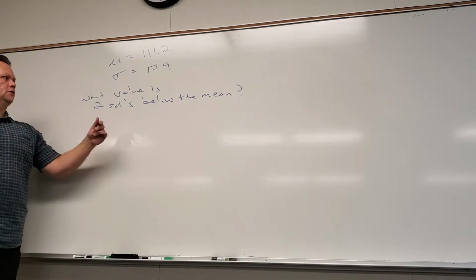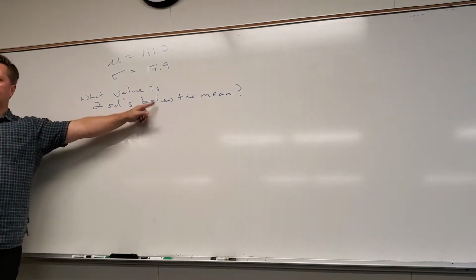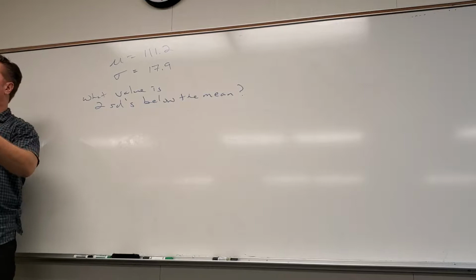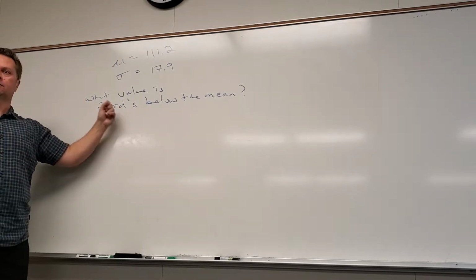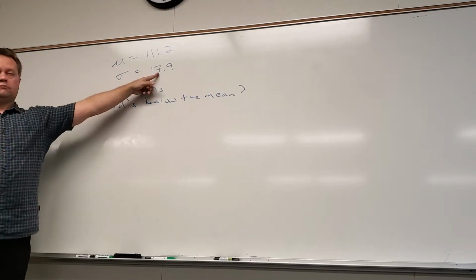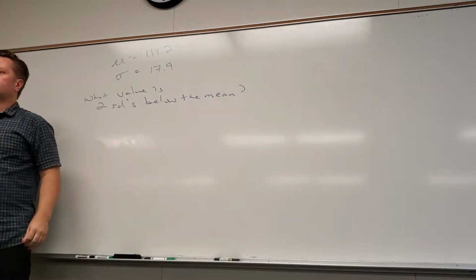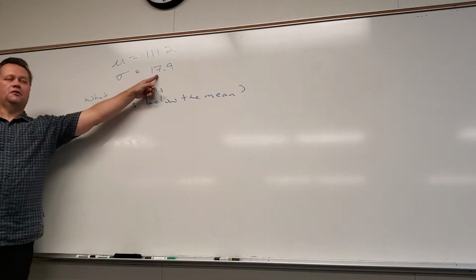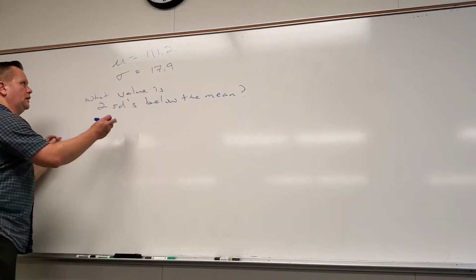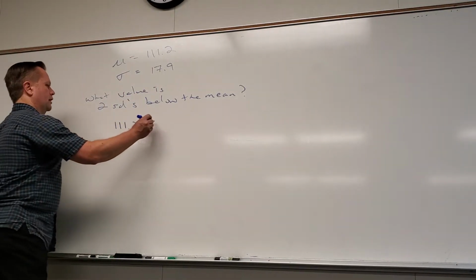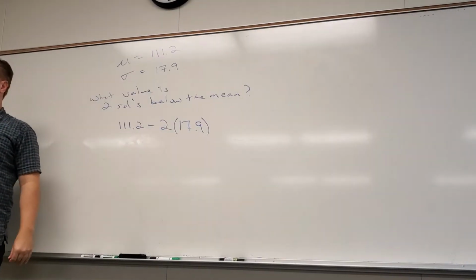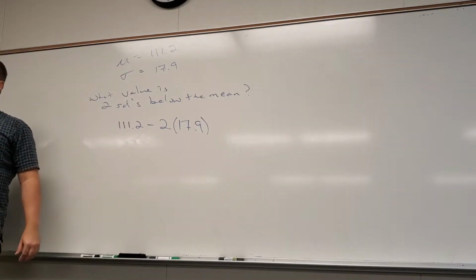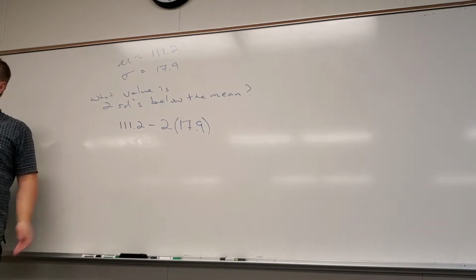I'm not going to add to it, am I? It's supposed to be below the mean, so I'm going to subtract something. How much am I going to subtract? How big is each standard deviation? 17.9. So I'm going to subtract 2 of those. I'm going to take the mean and subtract 2 of these. All right? It's that simple.